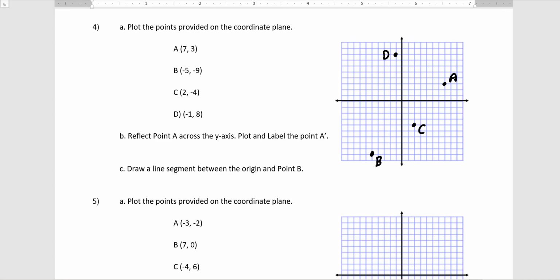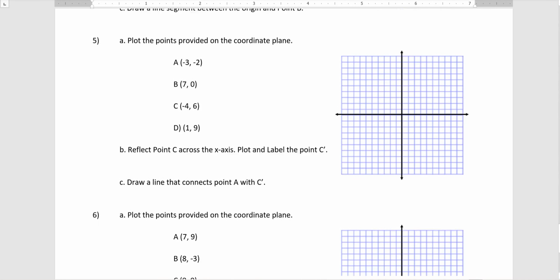Reflect point A across the y-axis, plot and label that point A prime. So if I'm moving from quadrant 1 to quadrant 2, think about what's going to change. My x is now going to be negative, so this will become negative 7, positive 3. This will be A prime. Draw a line segment between the origin and point B. Remember, the origin is 0, 0, where the x and y-axis cross, so our line segment right there would look just like that.